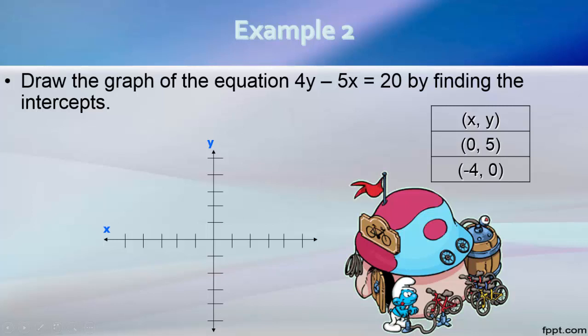So now we have our Cartesian coordinate plane, and we plot these 2 points, and here is 0, 5. 0 is the x, 5 places for the y, and then negative 4 for the x, and then 0 for the y. And now we connect these 2 points with a line, and this becomes our graph for the equation 4y minus 5x equals 20.